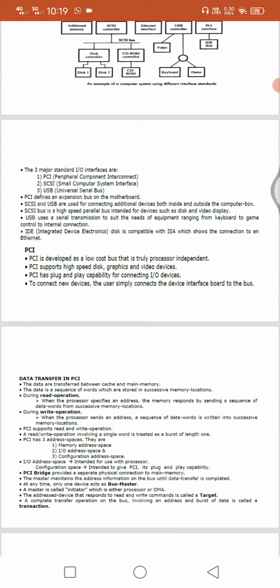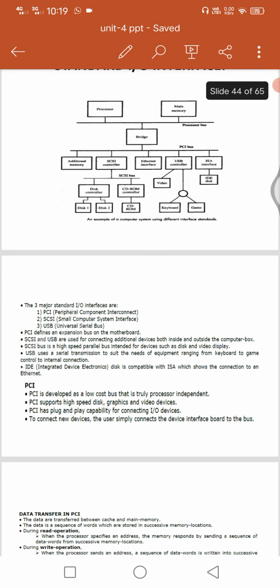Coming to PCI, PCI defines an expansion bus on the motherboard. With the help of PCI we can extend the motherboard, with things like additional memory, SCSI controller, Ethernet interface, USB controller, ISA interface, and so on. So when we need to extend the motherboard, we use a PCI bus.